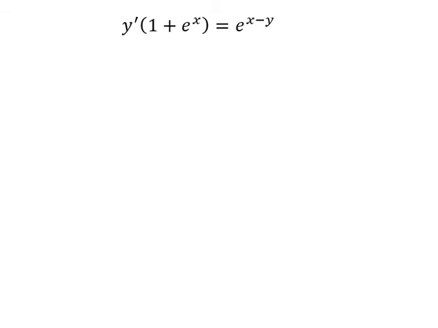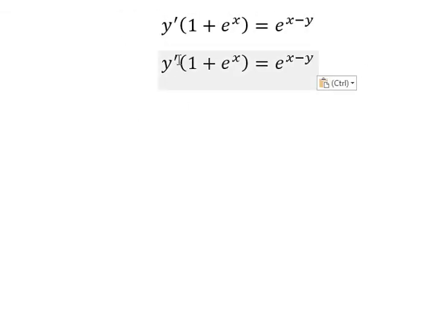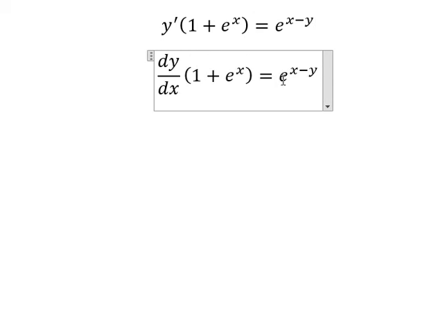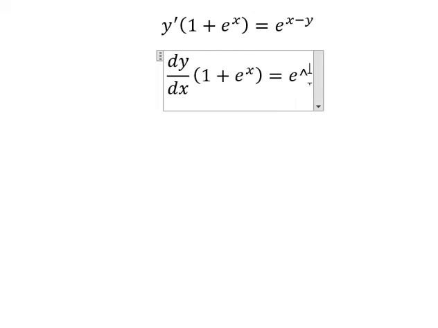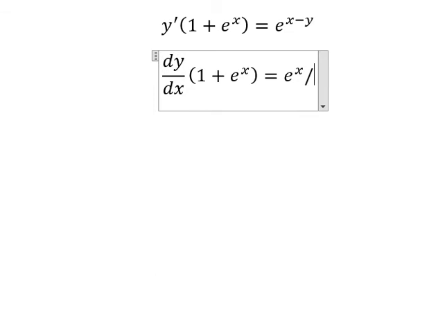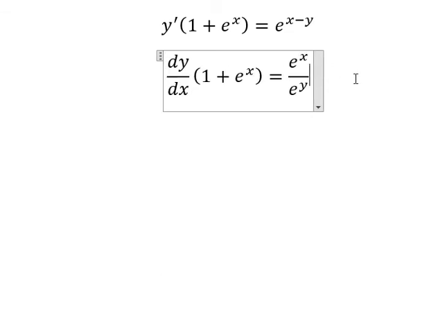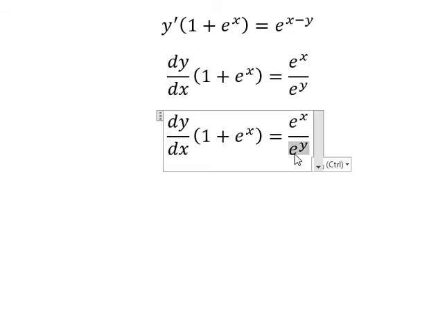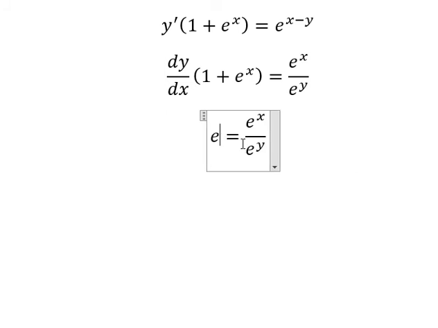So now I want to show you how to answer. This one we change by dy over dx. This one we change by e to the power of s over e to the power of y. Next, e to the power of y we put on the left. This one I will put on the right. Dx I will put on the right. So we have like this.